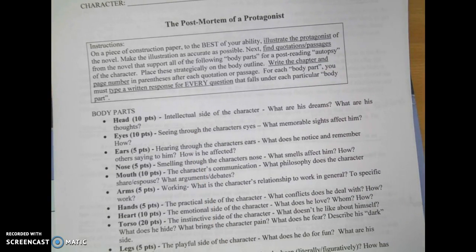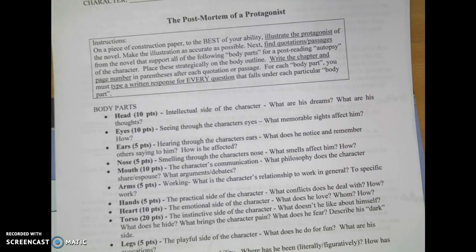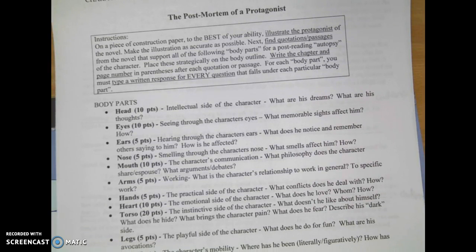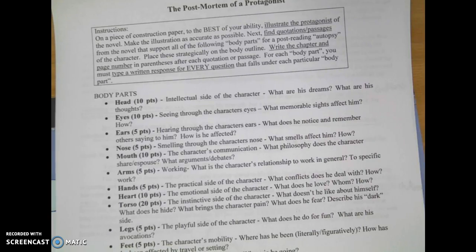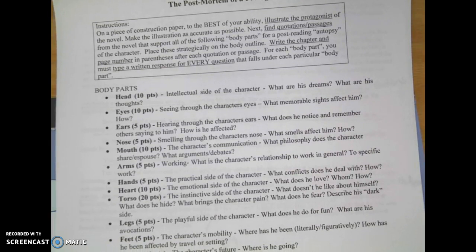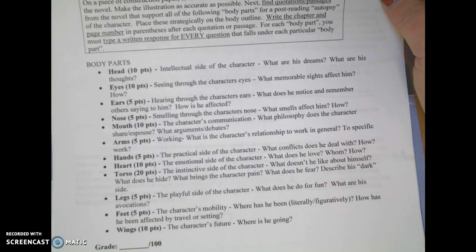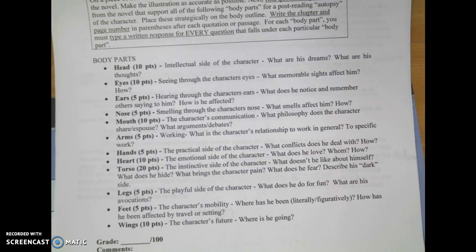What are the character's dreams? What are their thoughts? Then we have the eyes, seeing through that character's eyes. What sights affect them, and how? Then the ears: what do they notice? What do they remember people saying to them? How does it affect them? The nose: are there smells? How do they affect them? The mouth: what philosophy does the character share or espouse? Are there arguments or debates?